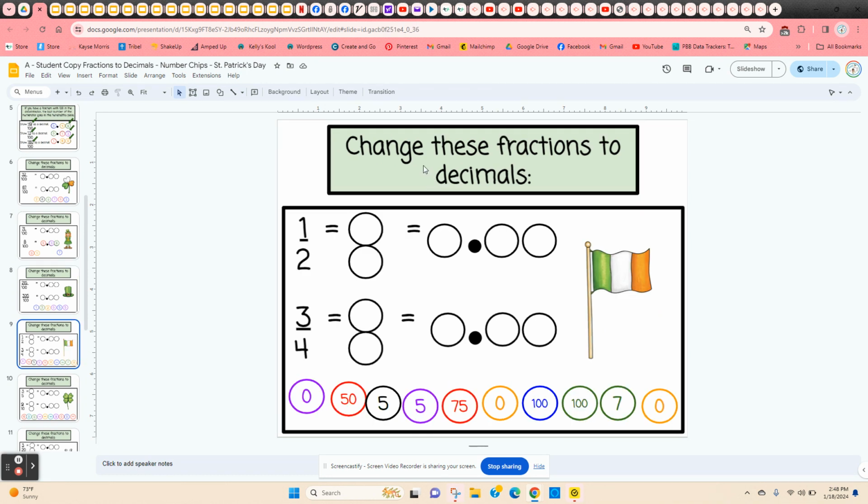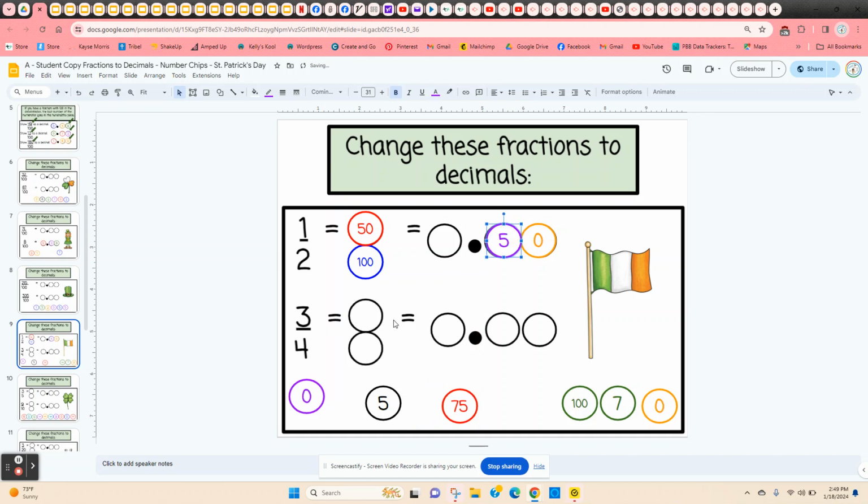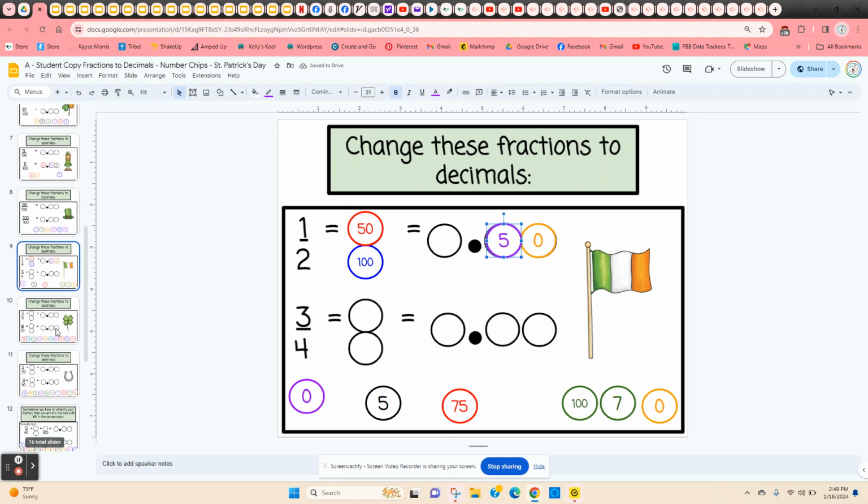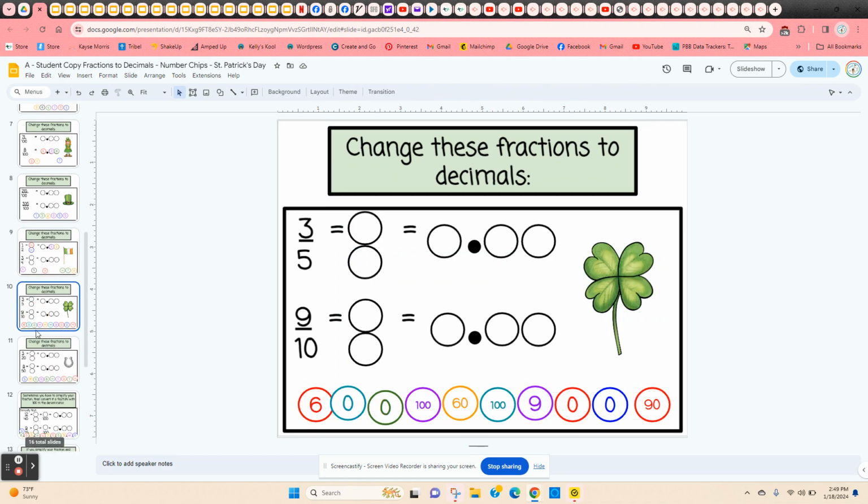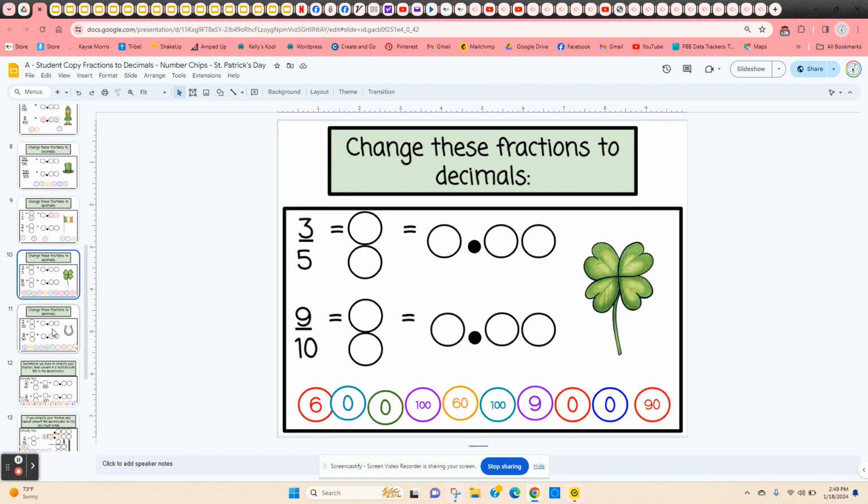Now, students are going to be changing these fractions to equivalent fractions and then to decimals. So here we know we have to multiply 2 times 50 to get 100. And that means we have to multiply 1 times 50, which will give us 50. Once we have 50 hundredths, then we can convert it to a decimal. Same thing here. And a little bit more practice.